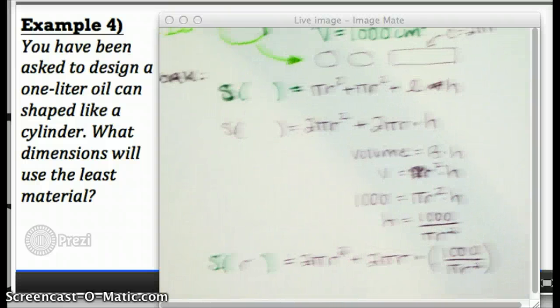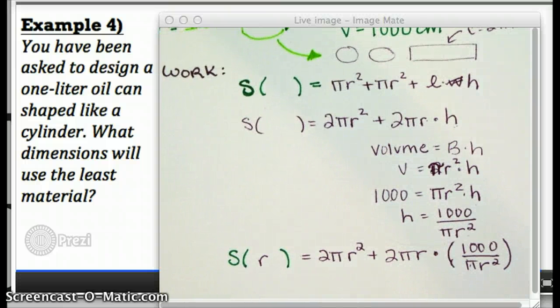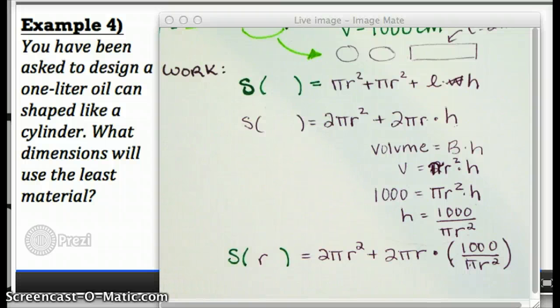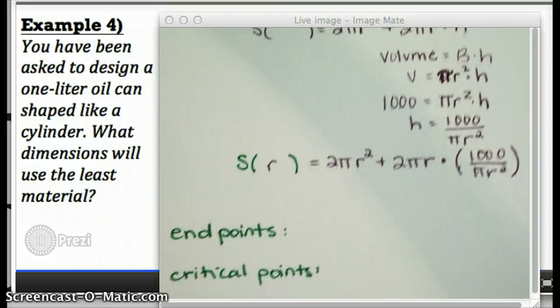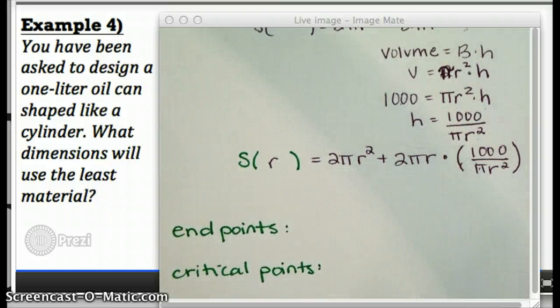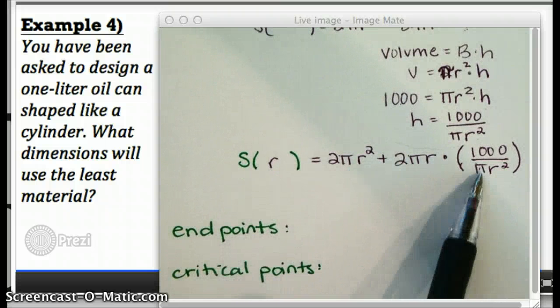Okay, all of that work just to get our function. Think about the steps for doing an optimization problem. I have a function for surface area. What am I going to do next? Yes, endpoints and critical points. Now, before I actually go there, I'd like to simplify this expression.